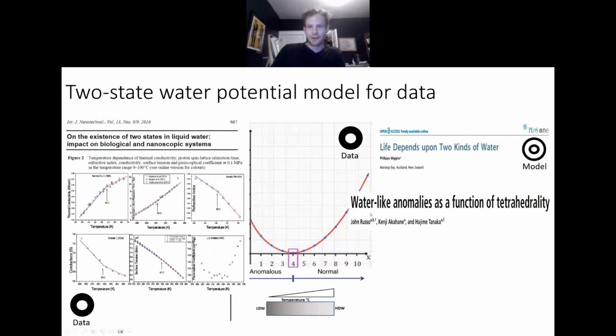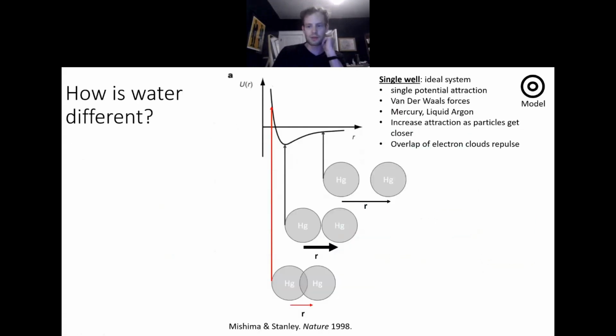There are other groups like Dr. Wiggins, who talks about life depends on two kinds of water, or water-like anomalies as a function of tetrahedrality. So people have tried to come up with different models to explain this anomalous behavior, and I quite like the two-state model.